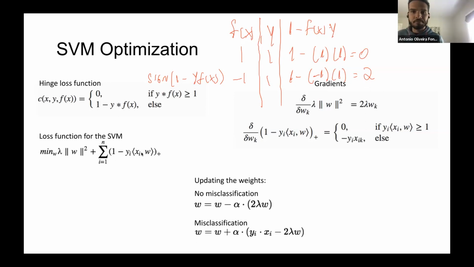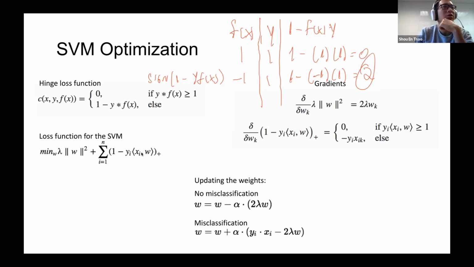Correct? So that means that I have a misclassification. All right. Okay? So that's the hinge. The quantification of the misclassification.